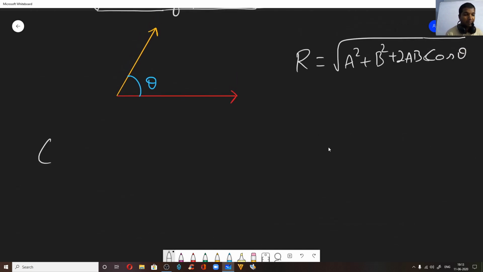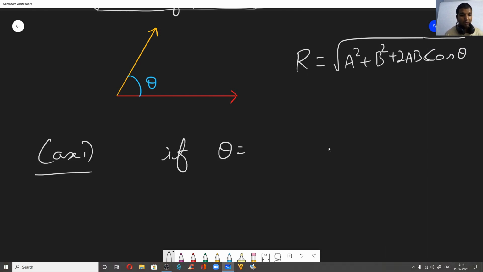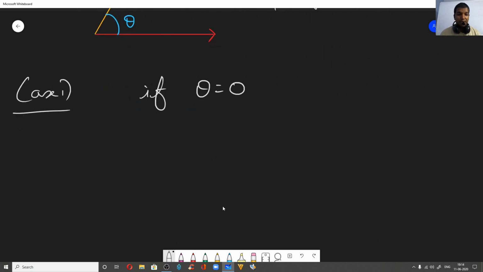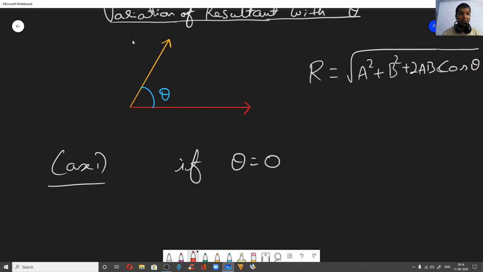Now case 1, I suggest you write it down. If theta is equal to 0, let us try to understand from the diagram as well as the formula what we have here. I'll take the same diagram here. So vector A I have copied. Now this is vector A, and now vector B. What does theta equal to 0 tell you?